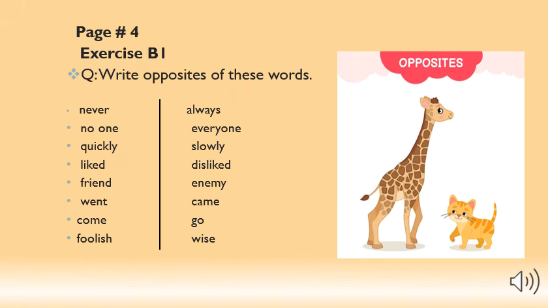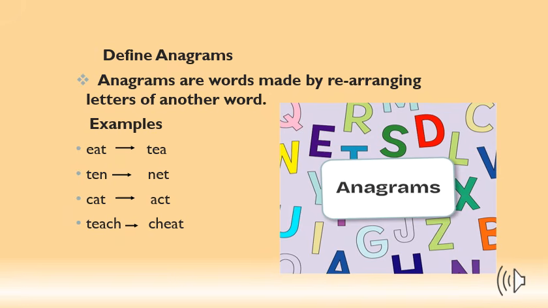In the list, the next word is went. Went is basically the second form of verb go. And its opposite will be came. The next word is come and its opposite is go. The last word is foolish and its opposite is wise.